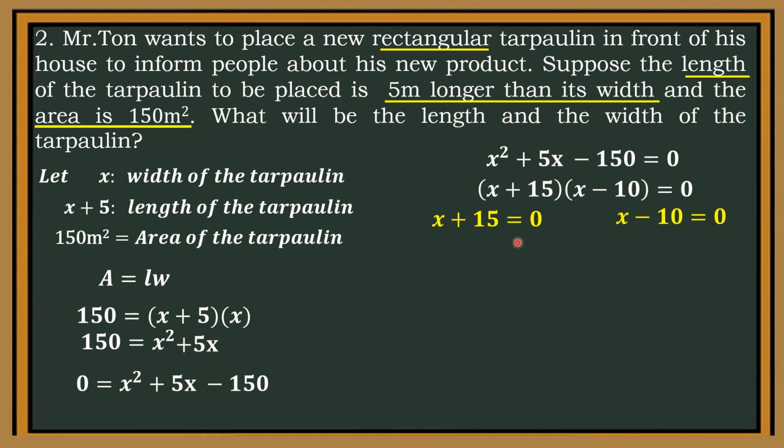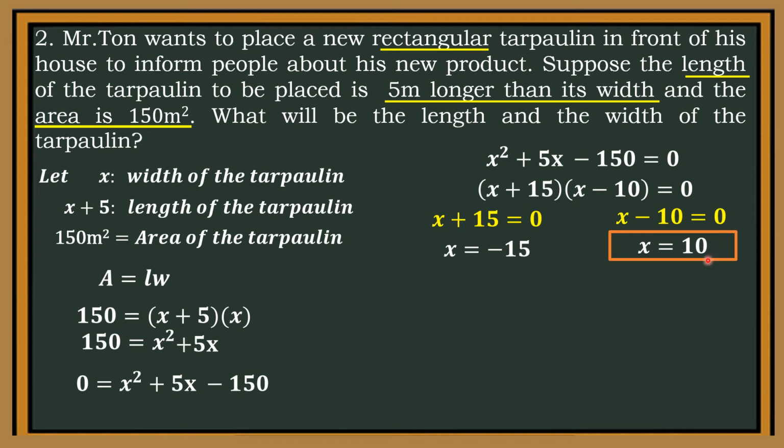The other factor, x minus 10 is equal to 0. Then, solve for x na tayo. Transpose positive 15 to the right side, so it will become negative 15. And then, same thing here, transpose negative 10 to the right side, so x is equal to 10.